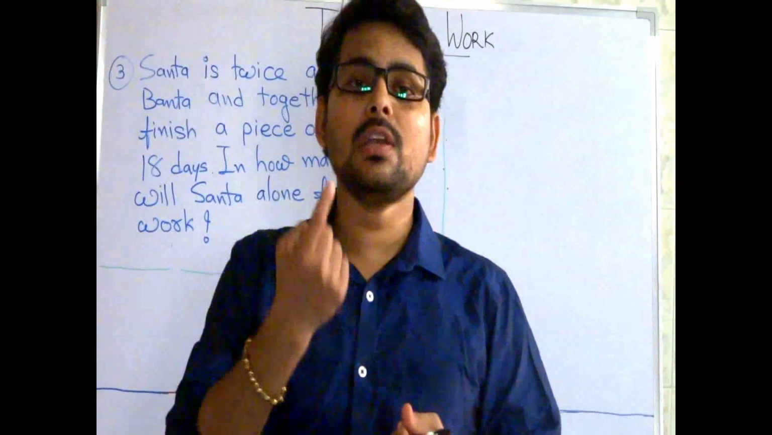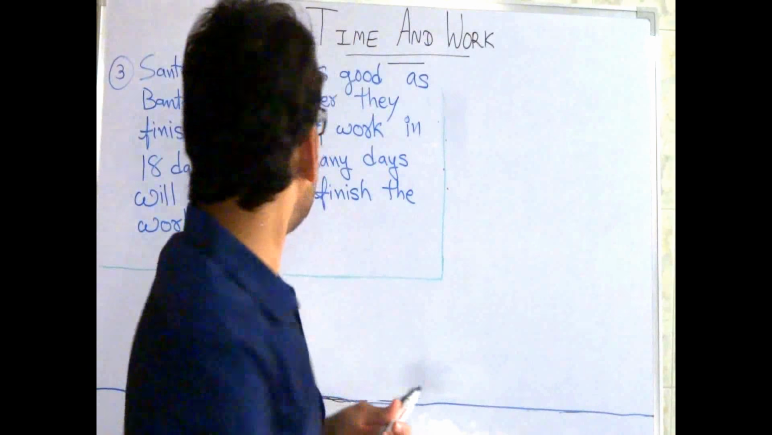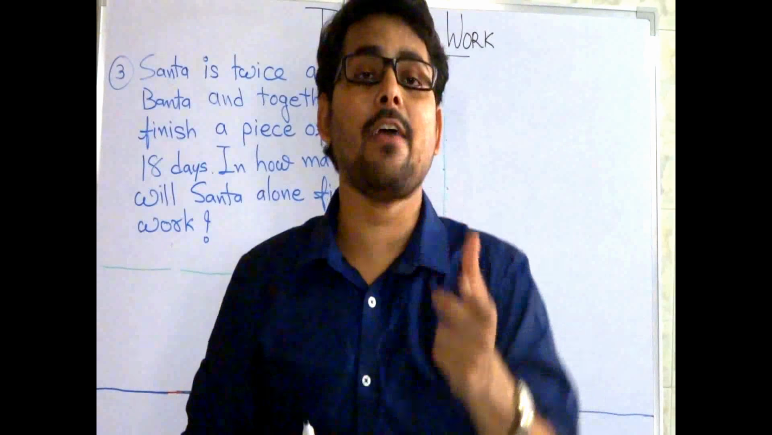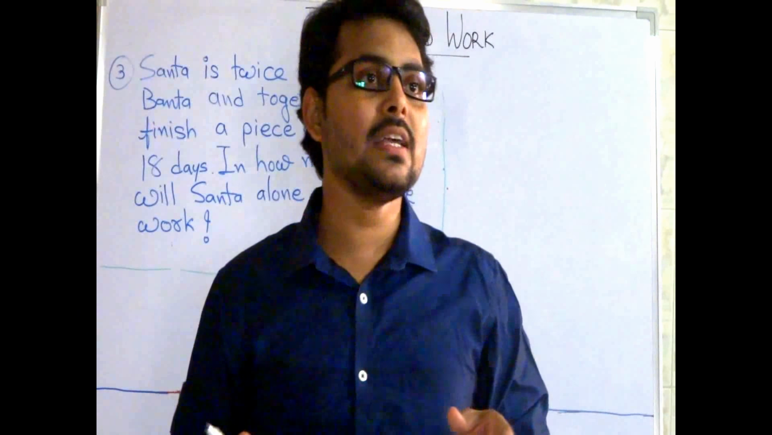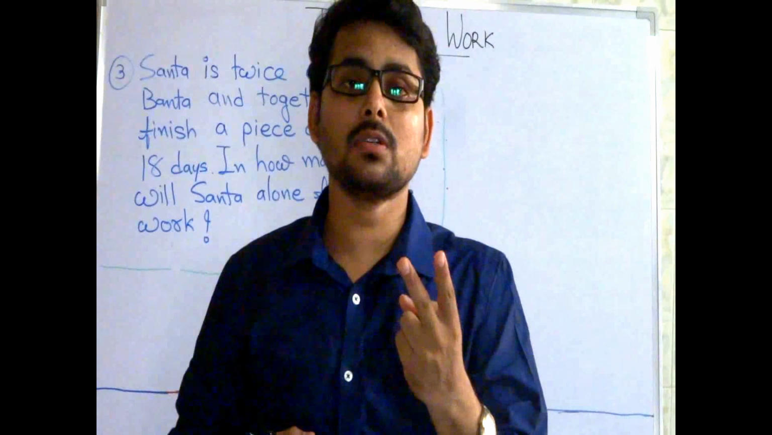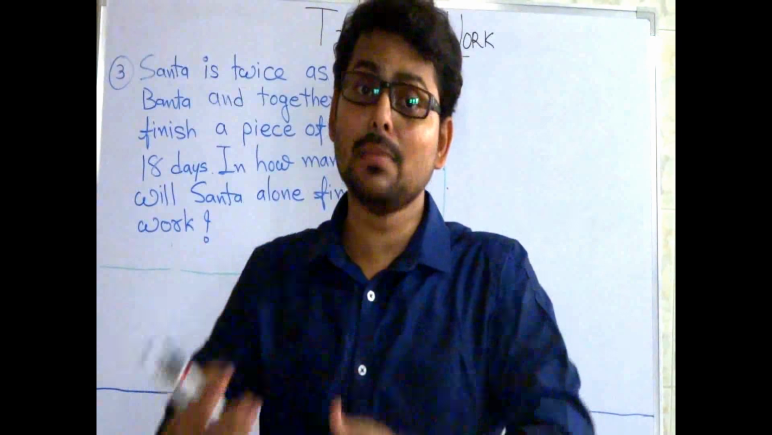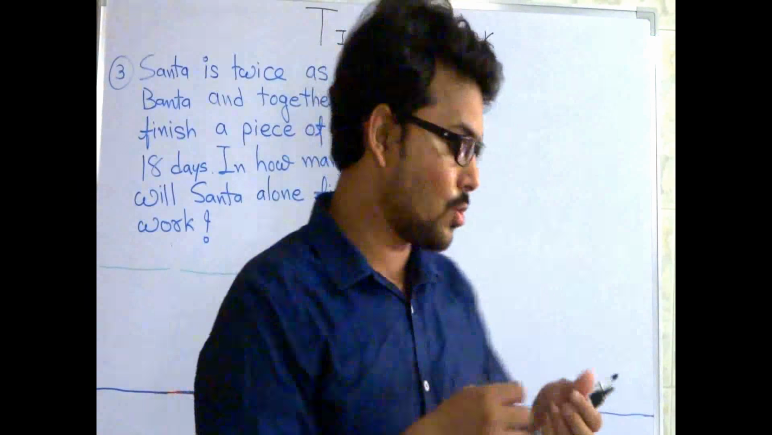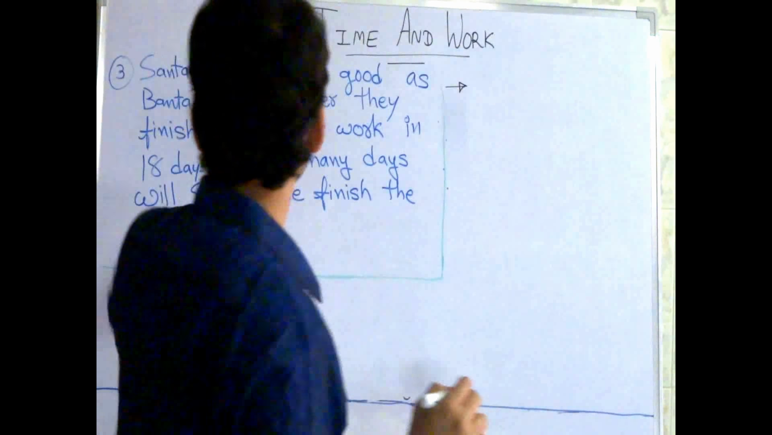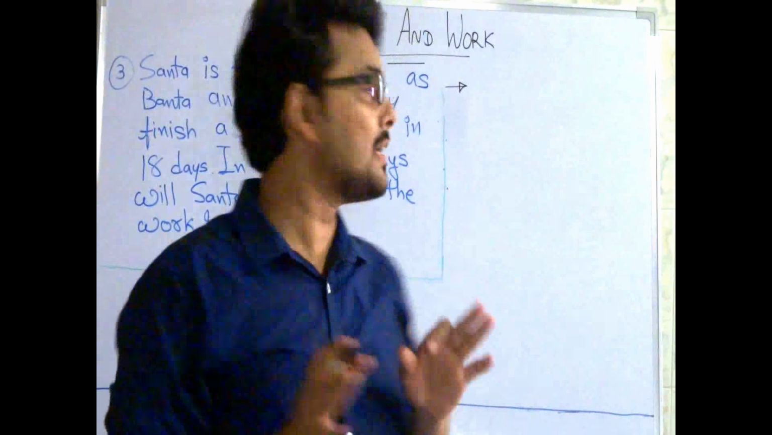Okay, so we have only one input, that they are finishing a piece of work in 18 days, but we have a second input also, that Santa is twice as efficient as Banta. Say Santa is reading 2 chapters in one day, while Banta is reading only 1. So work is more for Santa and time is less. Okay, so we will solve. First of all, our same formula. First we will write what is given. Santa is twice as good as Banta, which means the work ratio is given.